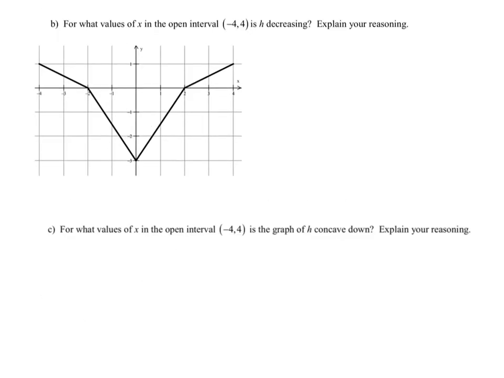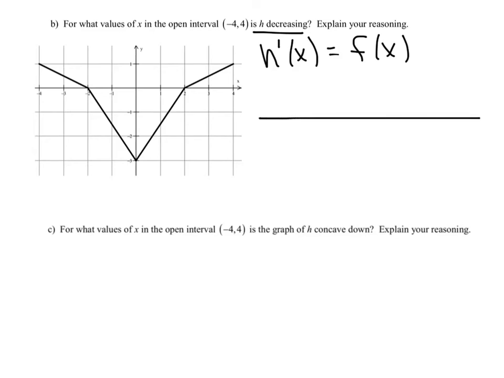Alright, part B. They want to know on what open intervals is h decreasing. So I want to know when is h prime, well I already know h prime equals f. I want to know when are those functions negative, right? So I'm going to make a sign chart. I know that f equals 0 at negative 2 and positive 2. Those are my critical points. So we are above, and then we're below, below, and then above. So I'm going to fill in positives, I've got negatives, and then positives. And of course those are values of h prime slash f, which means h is increasing, decreasing, and then increasing.